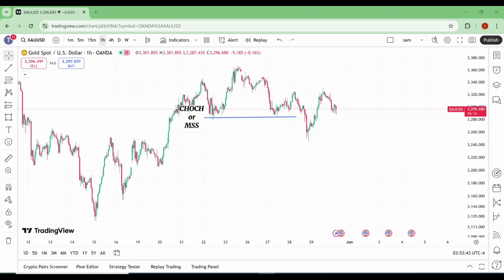In the next session, we will talk about liquidity, which is one of the most important elements for reading the charts effectively.